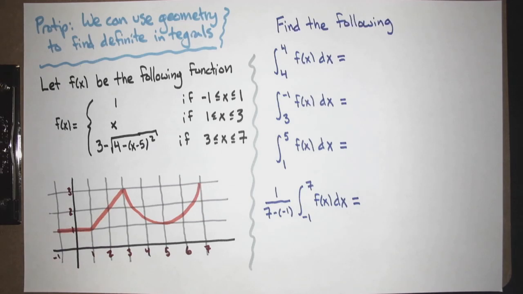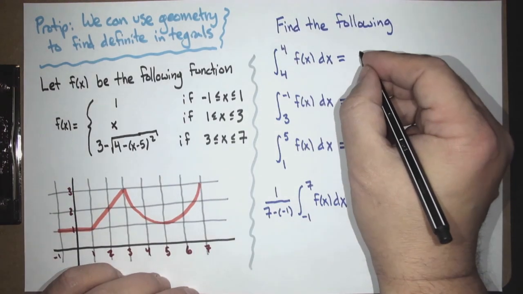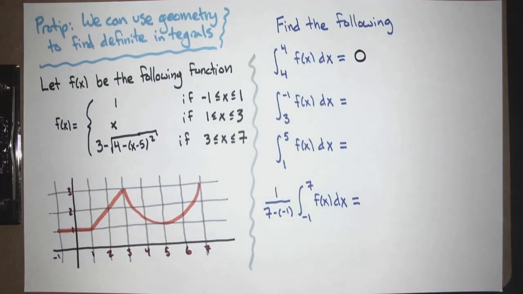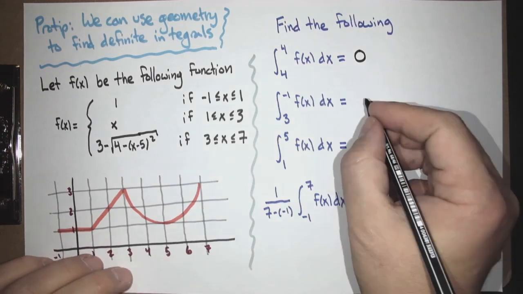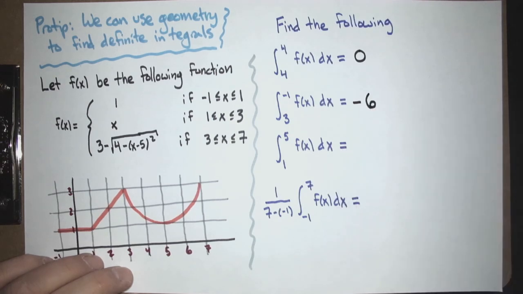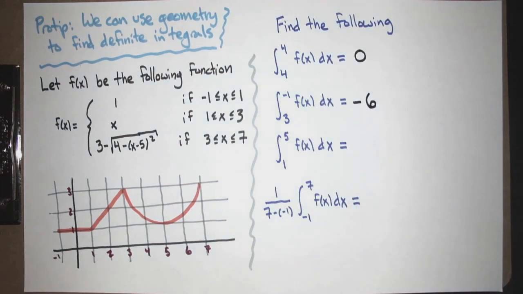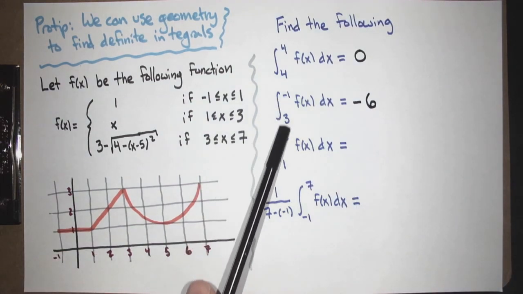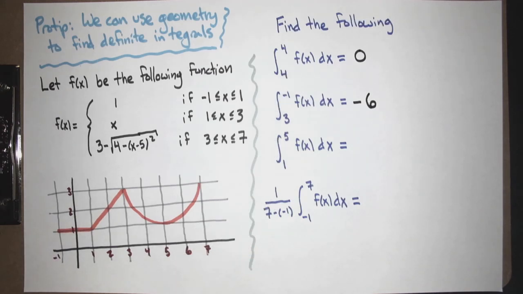What's the first one? Integral from 4 to 4 of f of x dx. 0. Don't even have to think on that one. How about the integral from 3 to -1 of f of x dx? What do you get? -6, somebody mentioned. Why is it negative? Yeah, the bounds are in the wrong order. So you have to go -1 to 3, and then you have to use your geometry.